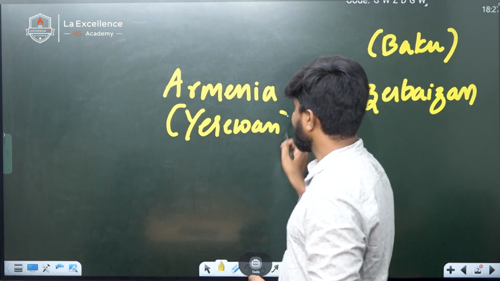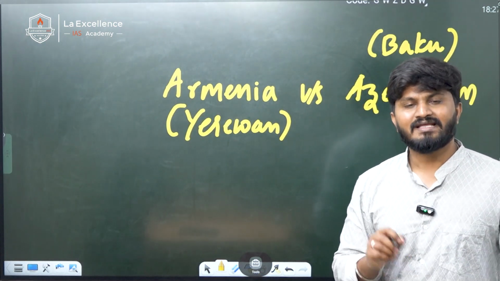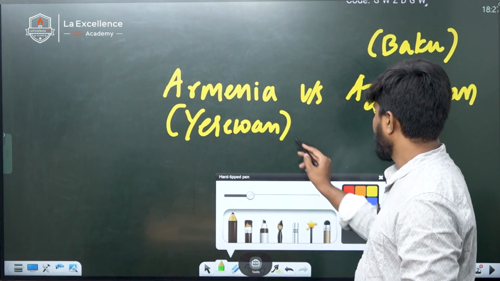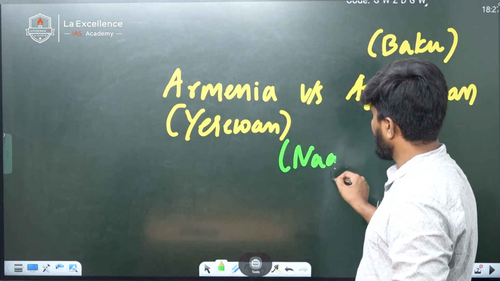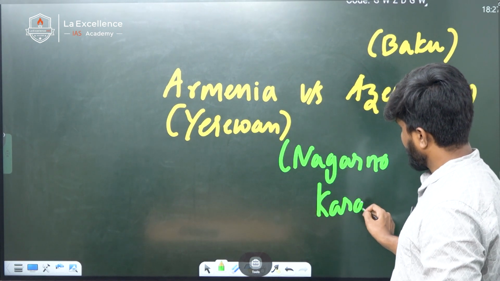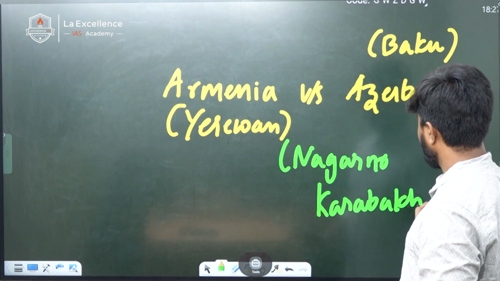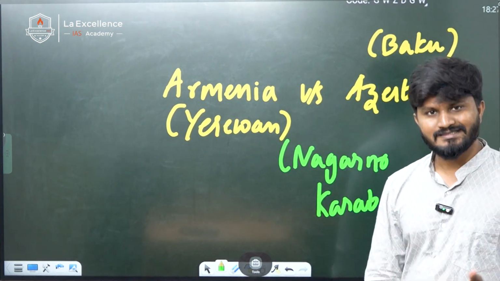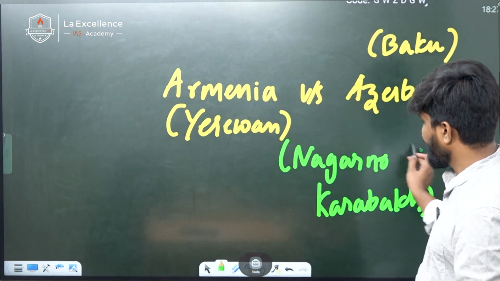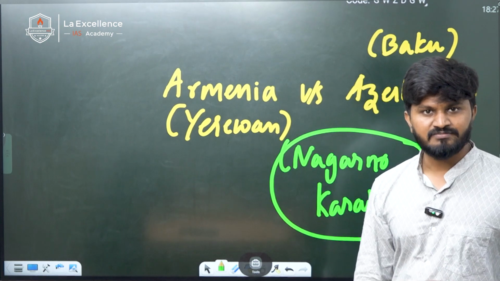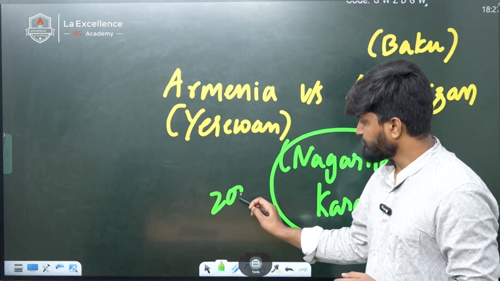These countries are going head to head in recent years, mainly for a territory called Nagorno-Karabakh. You might ask, why is it important for us? It is important for us because the very name of Nagorno-Karabakh was recently asked in UPSC prelims in 2024.